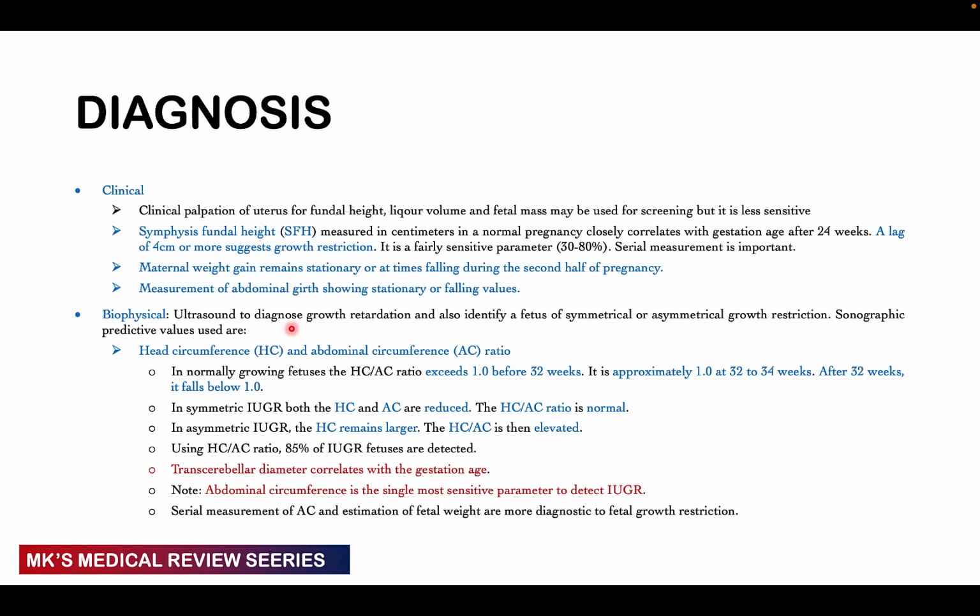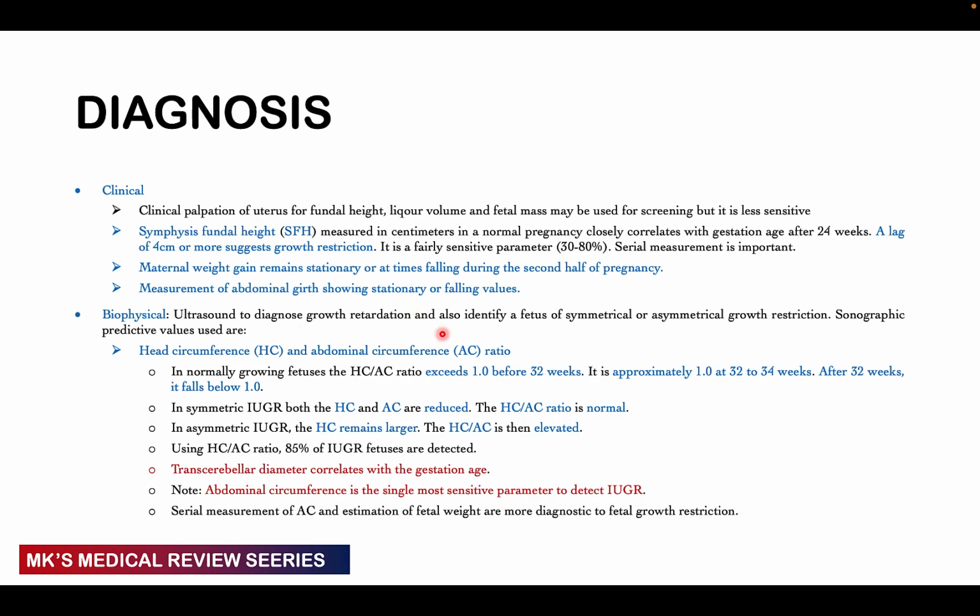You can also have serial measurements, and this is actually quite important to see that this is not continuously reducing. Then the maternal weight gain remains stationary, or sometimes the mother may begin to lose weight in the second half of pregnancy. You should also measure the abdominal girth, which may also show it's not progressing, or the mother actually having values that are falling.